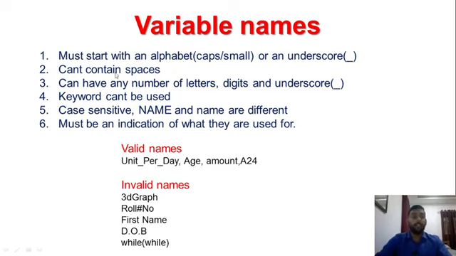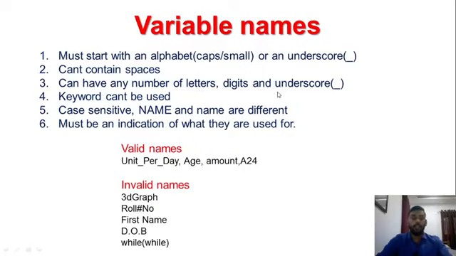Then, can it contain spaces? Of course not. It cannot contain spaces. When you consider roll number, we cannot have a space between roll and number. It will be invalid. Instead, you can connect these two, either roll number as a single word, or separate them using an underscore. Roll underscore number is permitted, but roll space number is not permitted, because it's against the syntax. Then, a name can have any number of letters, digits, and underscores.